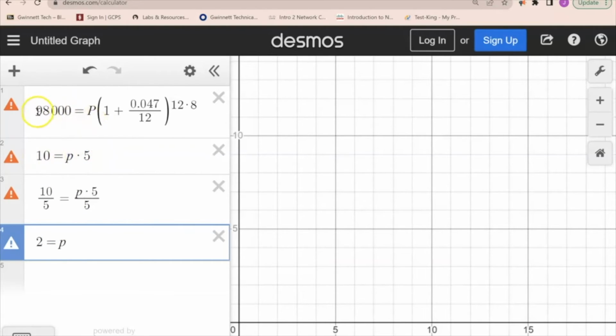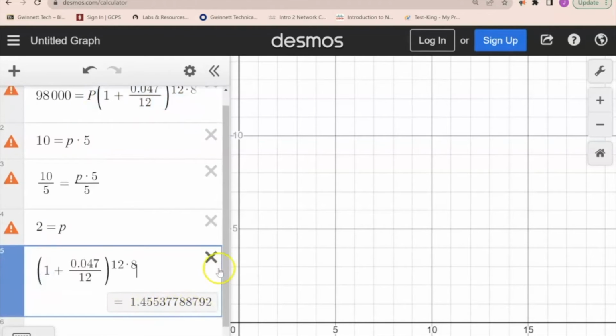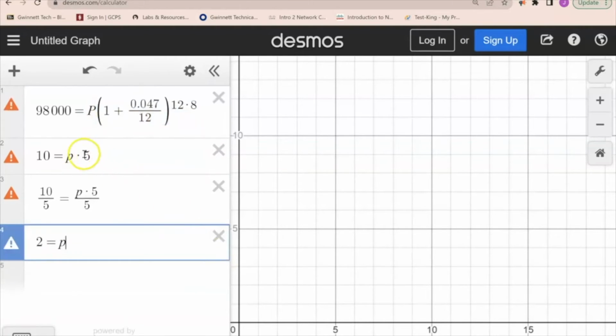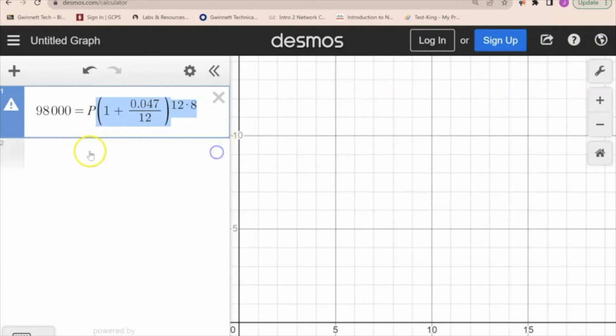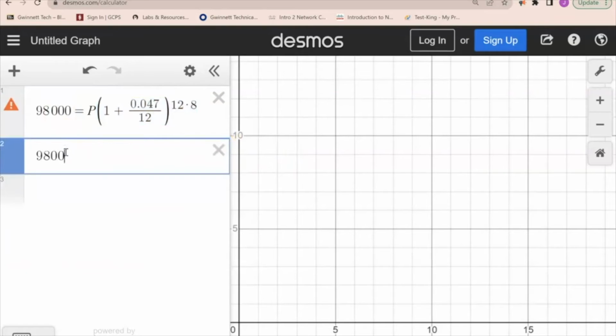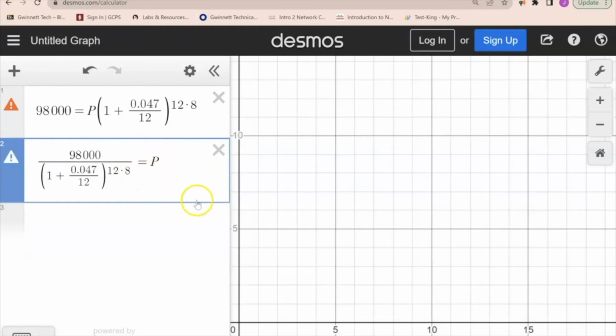Well, look at it here. This is your 10, and all of this is just a number. It's, say, the number 5. So what you need to do, you need to divide both sides by this number. And I'll prove to you that it's just a number. So I'll put it right here real quick. You see, it's a number, right? So it's just like this number 5. So you would divide both sides by it. So what I'm going to do is take that 98,000 divided by this number here, which I'm just going to copy and paste. So this is going to give you my p. So I just solved the equation for p.